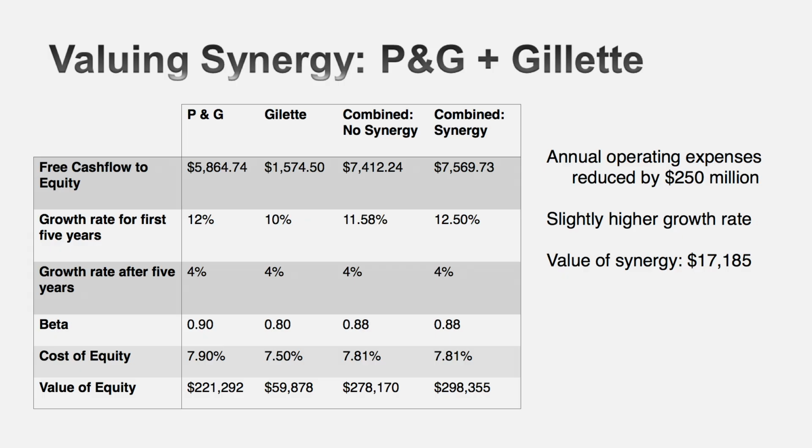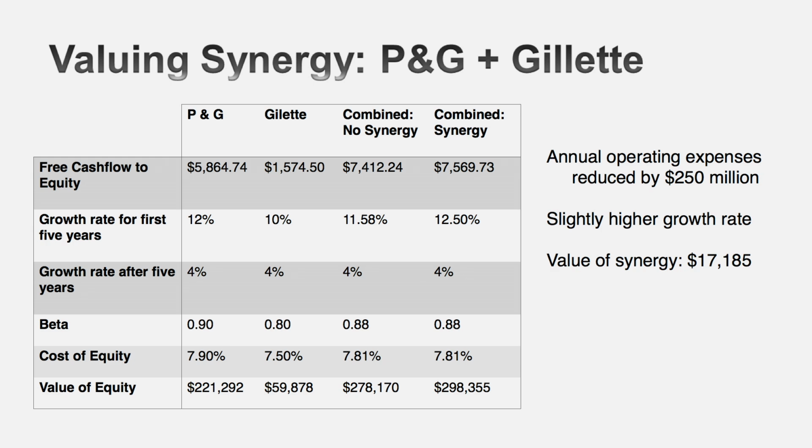First, I valued the two companies standing alone. I came up with a value of about $221 billion for Procter & Gamble, about $59 billion for Gillette. You add those two numbers up, you get a value of about $280 billion. If there had been no synergy, that's what the value of the combined company would have been. Then I did a best case valuation. Best case because I took everything managers told me they would do and assumed it would happen instantaneously.